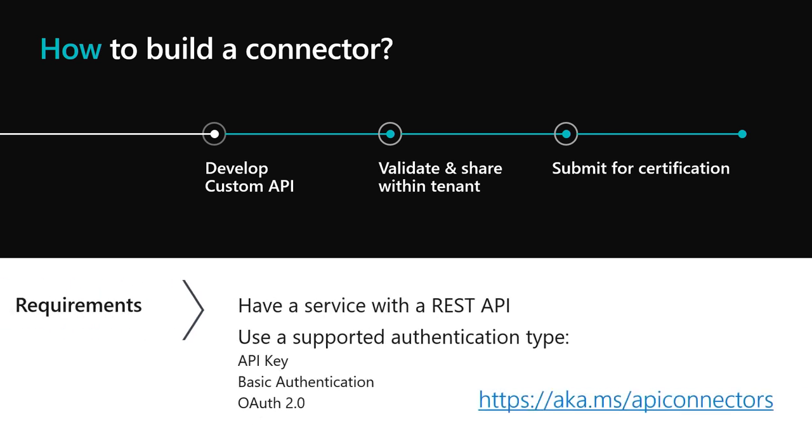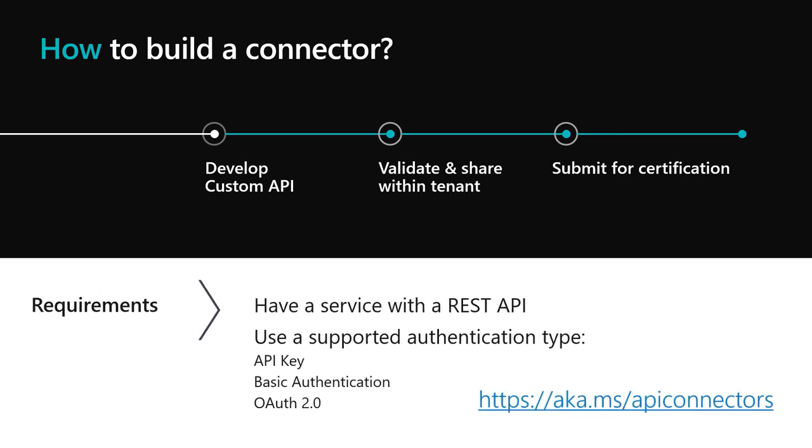You start by developing a custom API. You share that out within your tenant, get some usage on it, get some feedback from your internal customers, and then see how robustly it works within Flow and Power Apps. Once you have enough confidence that your connectors are working well, then you can go to the link that's in that slide, which is AKMS/API connectors, and you will find information on how to get a connector certified.